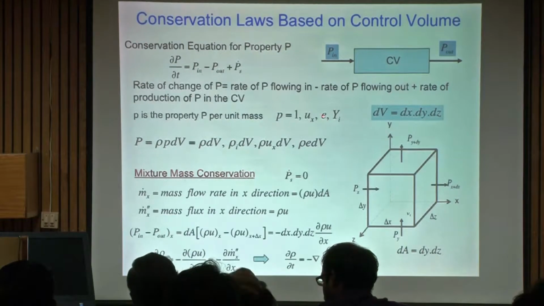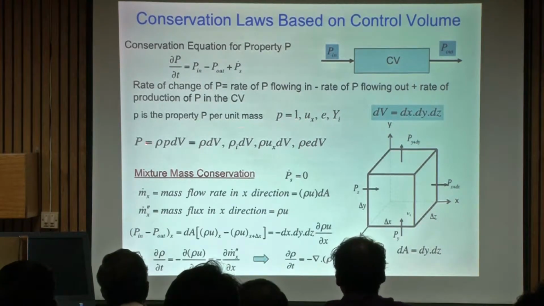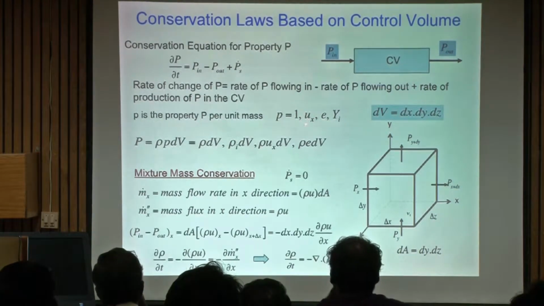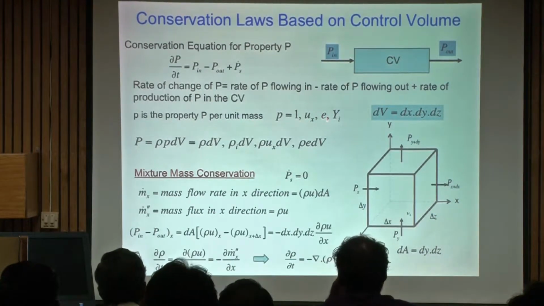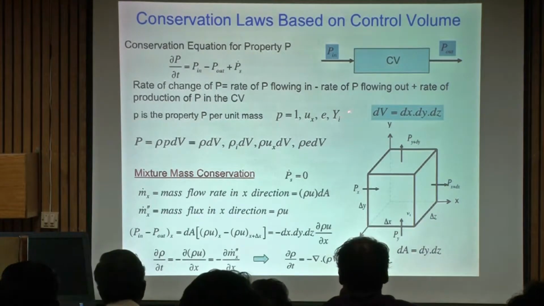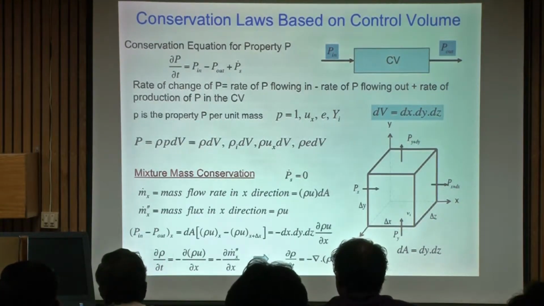So this is the total property, then you can define per unit mass. For mass conservation, this P will be 1. For the momentum equation, like in the x direction, P will be ux, and then for the energy equation it will be E, and then for the species equation it will be Yi.